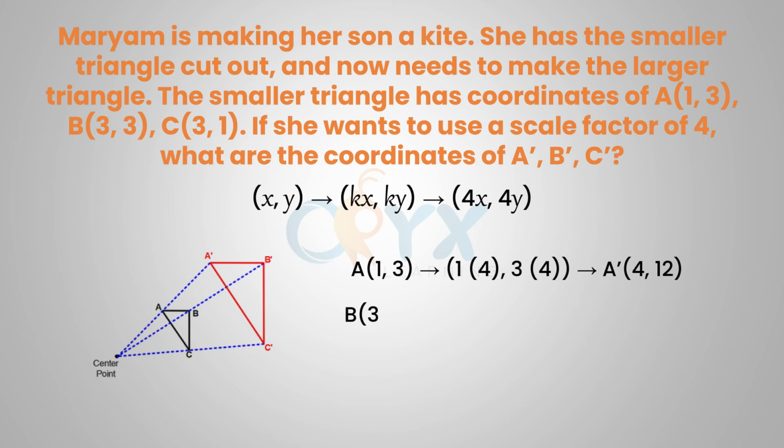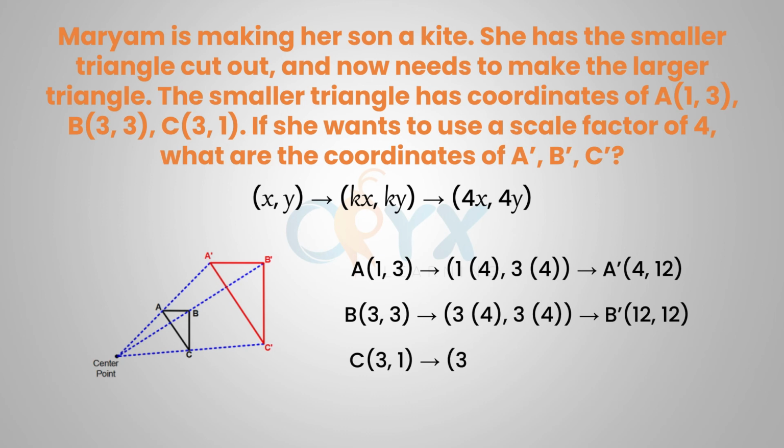The point B, (3, 3), multiplying the x and y values by 4 would give me B prime, which is (12, 12). And point C, which was originally (3, 1), multiplying both the x and y by 4, results in C prime (12, 4).